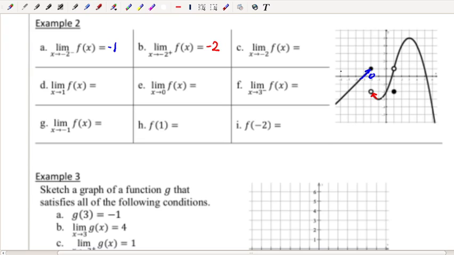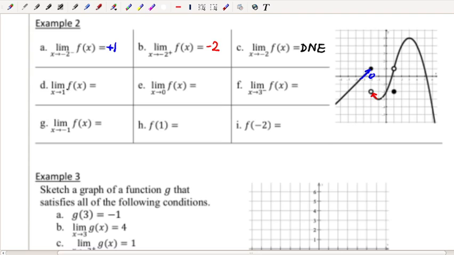I've got a jump discontinuity, so the limit does not exist. And DNE is just an abbreviation for does not exist. I realized I wrote a -1 here. This should be +1. This is actually a positive value 1. Sorry about that. Okay, another example, the limit of f as x approaches 1.